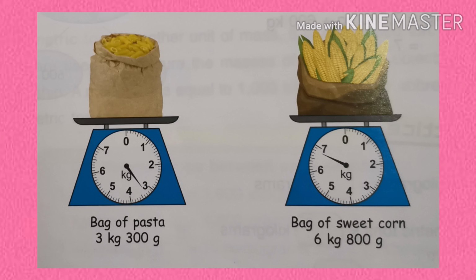Last picture. Which is heavier, the bag of pasta or the bag of sweet corn? Try to look at the picture. The bag of pasta is 3 kilograms and 300 grams, while the bag of sweet corn is 6 kilograms and 800 grams.